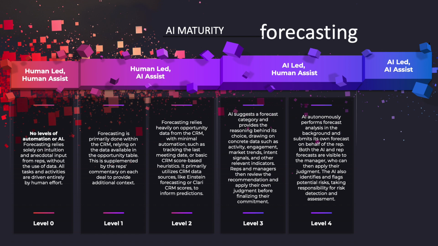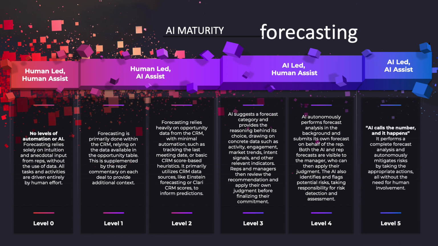As we move on to the final quadrant, AI-led and AI assist, this is level 5, where AI manages the entire forecasting process without human intervention. AI integrates internal and external data. It'll analyze the trends and continuously update forecasts in real time. So essentially, AI is calling the number. So AI calls the number and it actually happens. So it's going to perform a complete forecast analysis and autonomously mitigate risks by taking the appropriate actions, all without the need for any human involvement or human in the loop.